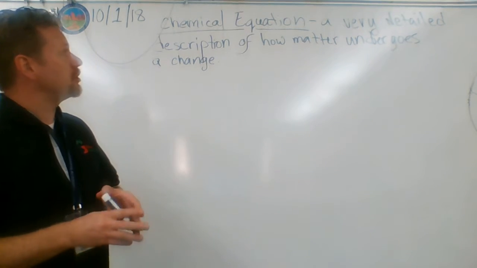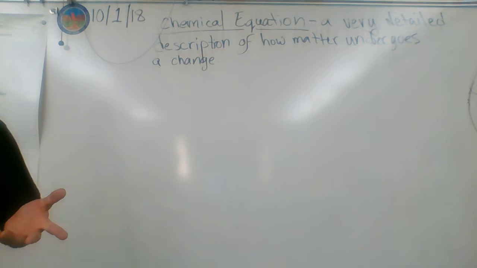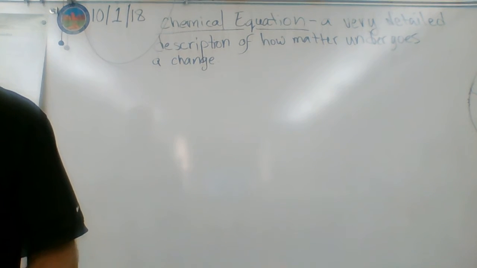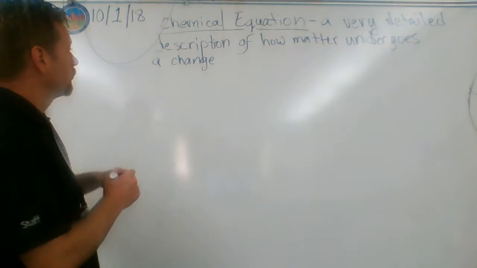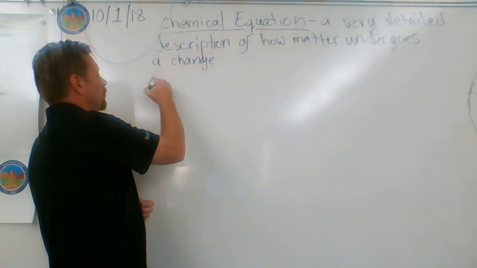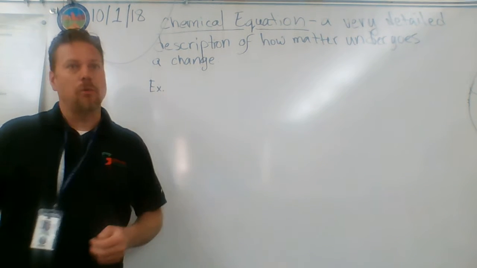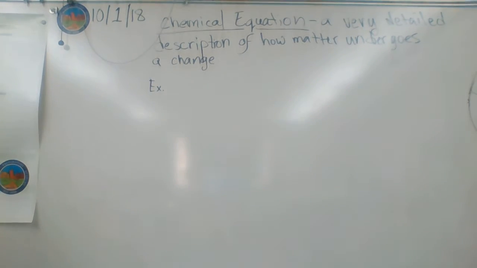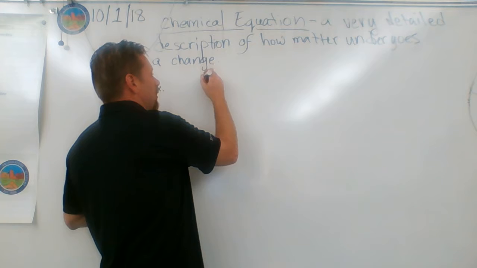Okay. Chemical equations is a very detailed description of how matter undergoes a change. That's all. Is that theory? Yeah. Okay. So here is an example of it. And we're actually going to learn all kinds of details that this gives us. So here is a chemical equation.